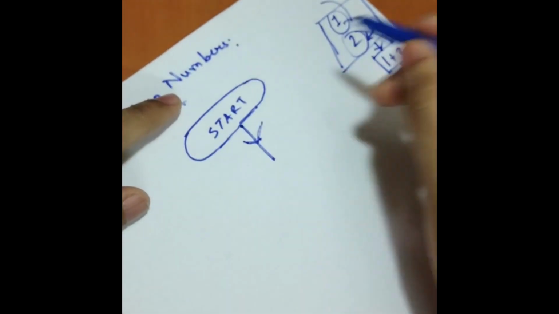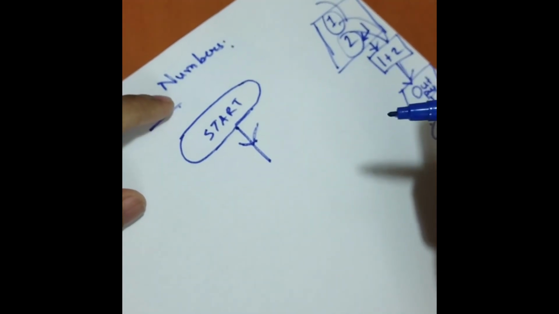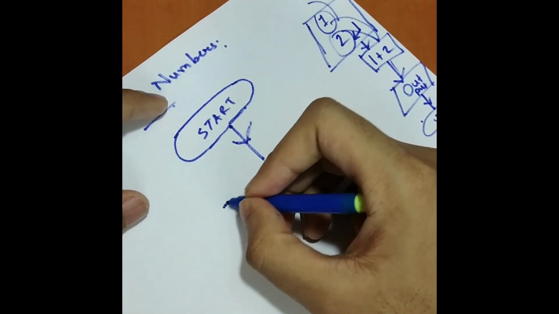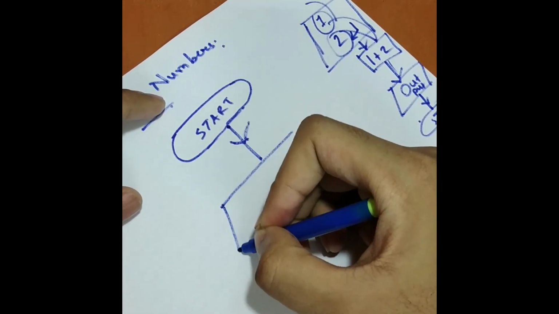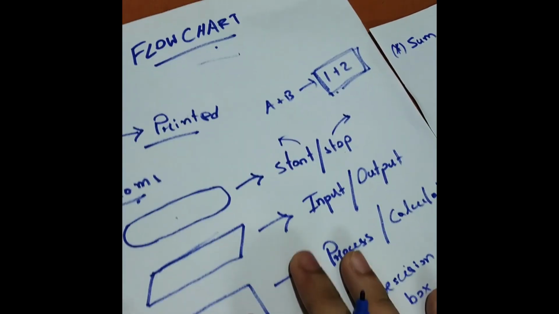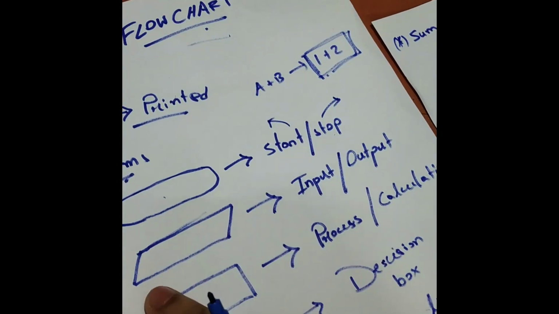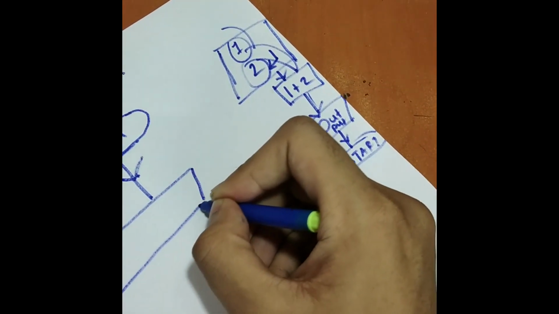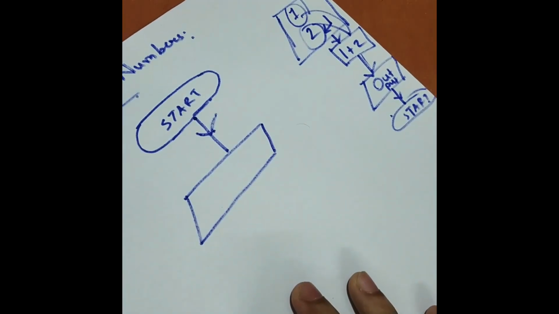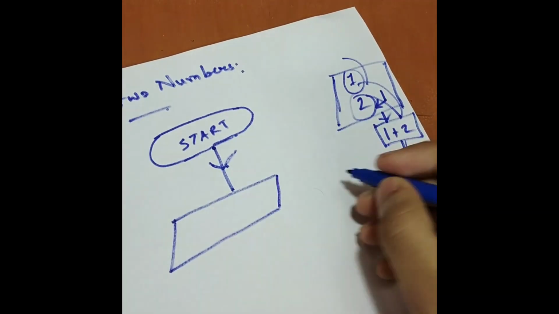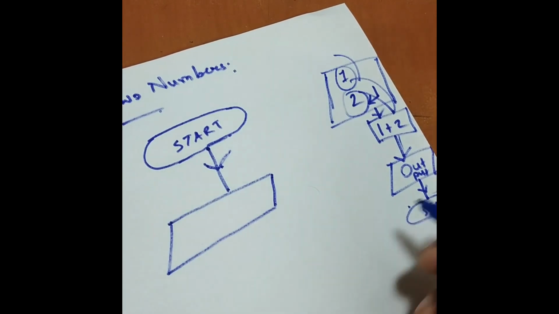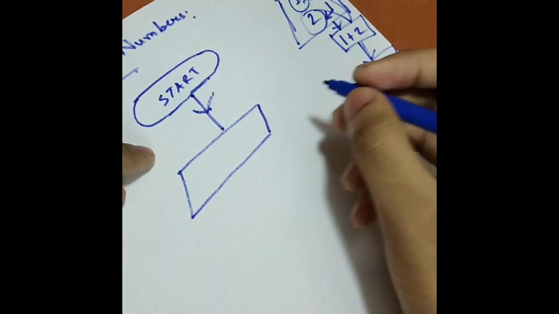I have given the start button. So what will be next? Next will be, of course, the input box. As I told from the last paper, the input box is a parallelogram. So I'll draw a parallelogram. Here it is. Well, it's not a perfect parallelogram obviously, but it's a parallelogram, you know.